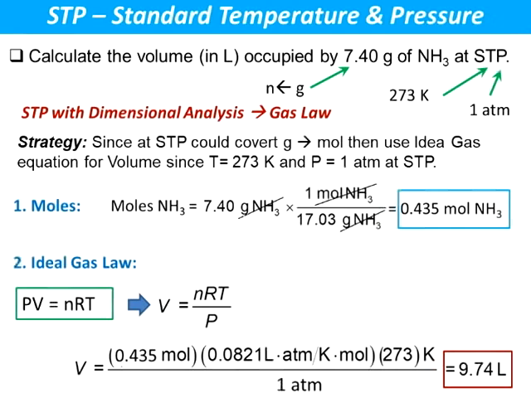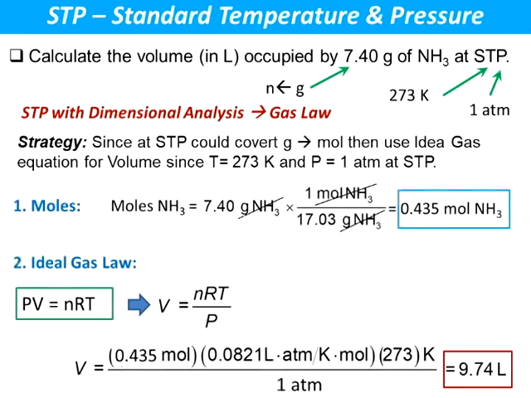Still, there's one other approach that's worth noting to solving this problem. Take a look at it on this slide. In this case, we're going to take a look at STP conditions and we're going to solve the problem using dimensional analysis and a gas law equation. Specifically, we're going to use an ideal gas law equation. So the strategy is, since it's STP, we could convert the grams to moles, then use the ideal gas law equation to solve for volume, since we know T equals 273 K and P equals 1 atmosphere at STP.